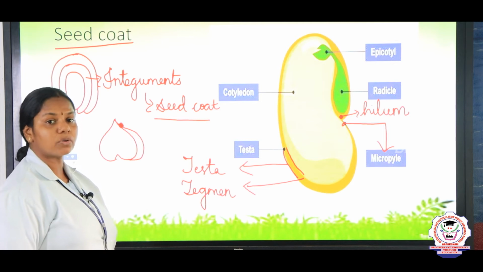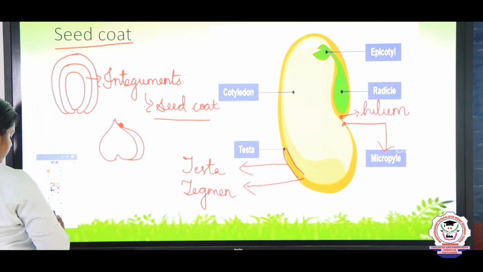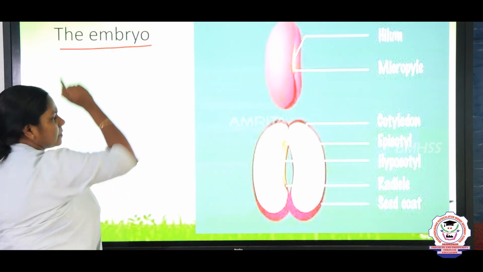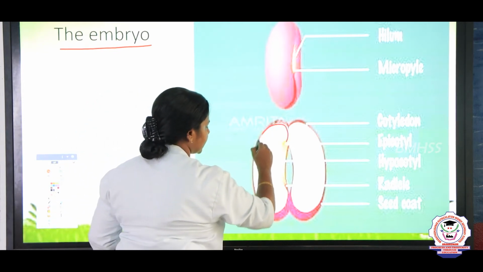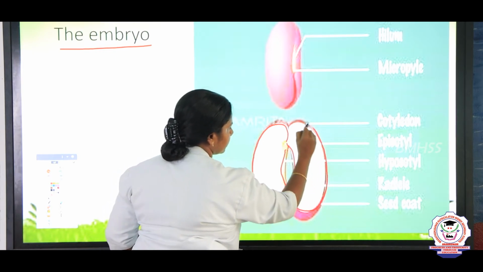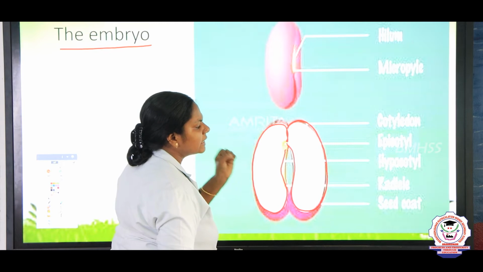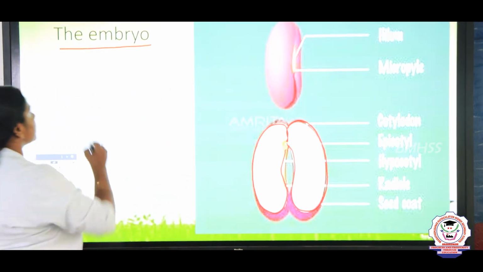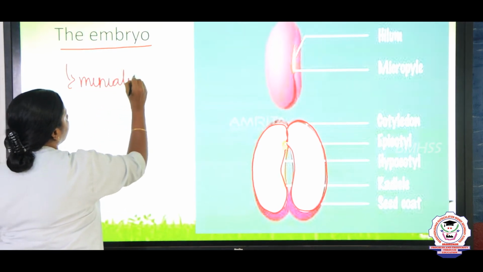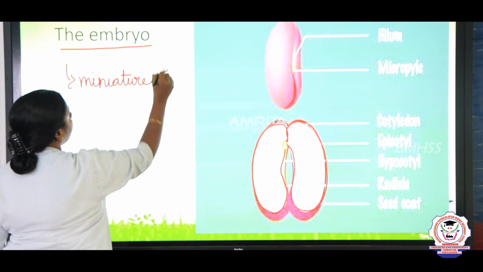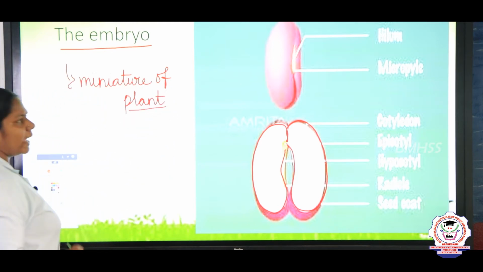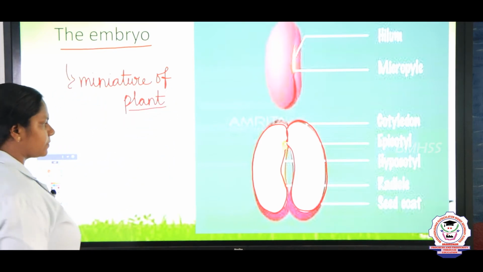And now let us study about the embryo. What is the embryo children? This is the embryo. If you take a seed, the innermost fleshy part, we say it, this is a cotyledon, right? And this we say it as an embryo. The embryo is nothing, it is a miniature of the plant. It's 2 more questions, children. What is embryo? Embryo is a miniature of plant. And embryo consists of 5 parts, right?